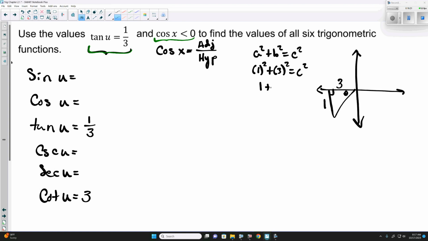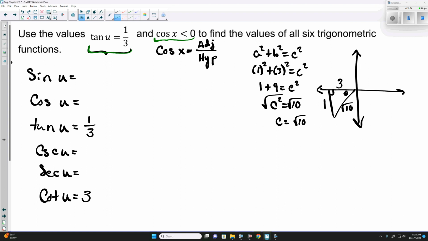Well, 1 squared is 1, 3 squared is 9, c squared. So we're saying c squared is equal to 10. C is equal to square root of 10. Now we normally would put the plus or minus when we're solving, but because we're talking about Pythagorean theorem, we're talking about the hypotenuse. The hypotenuse is always positive. Square root of 10.